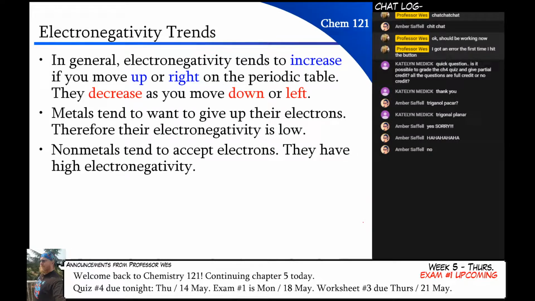Alright, and there's our summary. Electronegativity goes up if you move up and right. It goes down if you move down and left. Now, because all the metals end up on the left side of the periodic table, they have low electronegativity. All the nonmetals are on the right side. They tend to have high electronegativity.